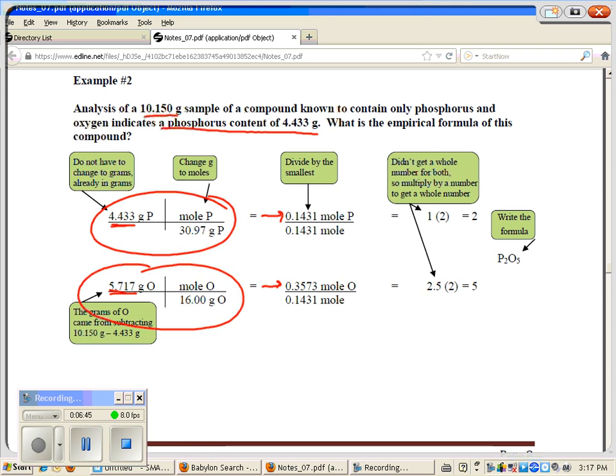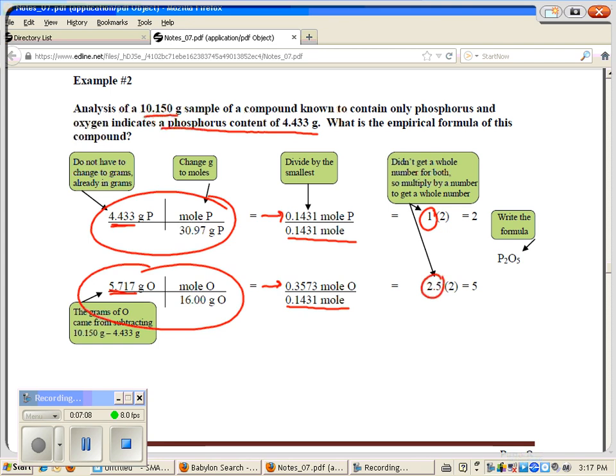This is my smallest here, so I divided both of them by 0.1431. But when I got those, I didn't get a whole number. I got 1 here, and I got 2.5 here. 2.5 is not, it's got to be very, very close to get a whole number.